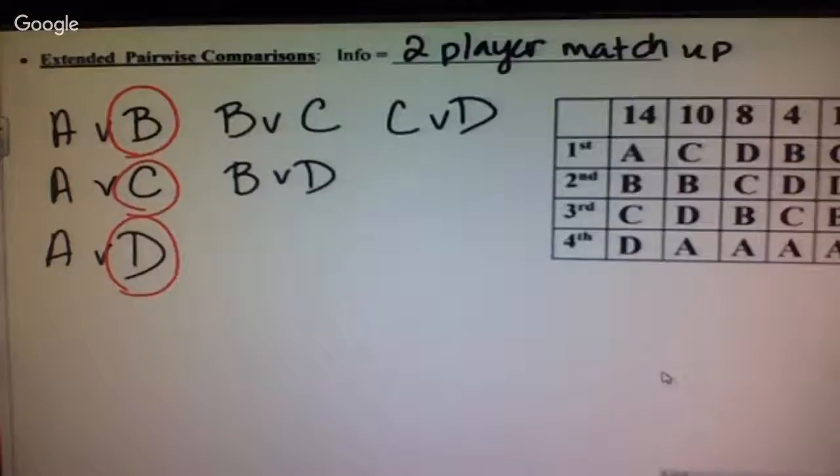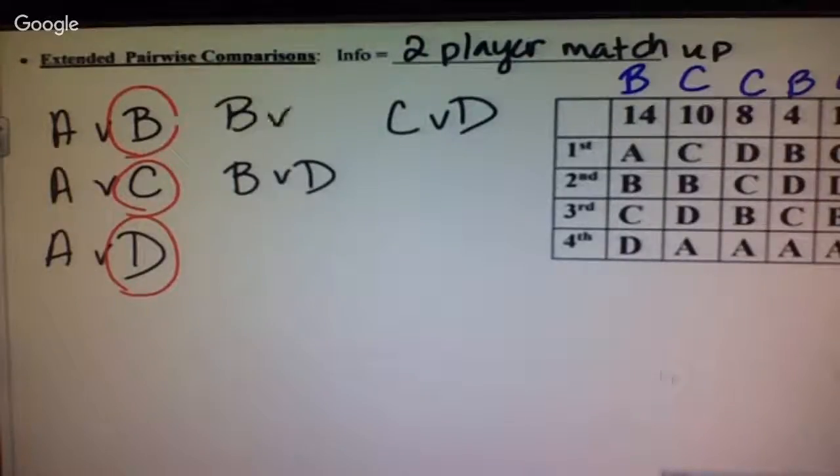Okay, B versus C. You take a look at the first column. This is a B column. The second column is C. Your third column is C, B, and C. So C is going to be your winner here with 19 points. C. Oh, I just circled B. You're right. It's going to be one of those days, isn't it? B versus C.